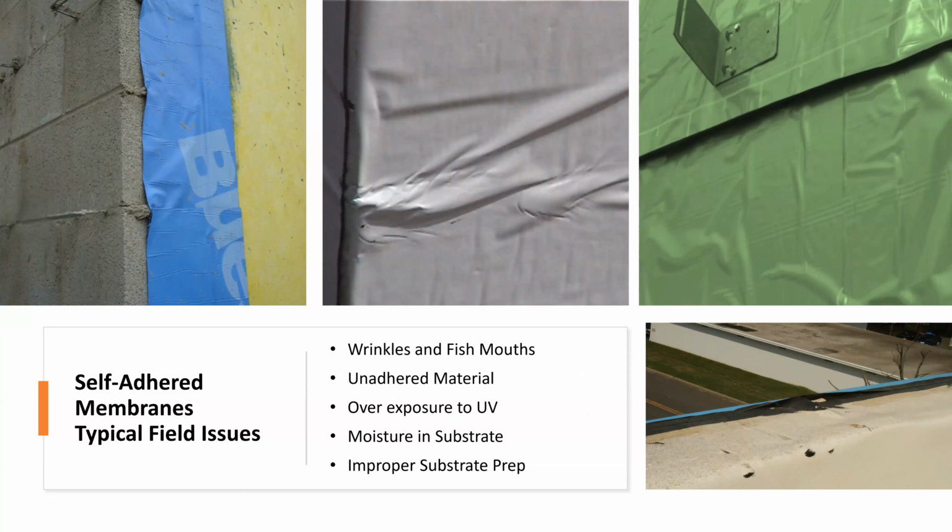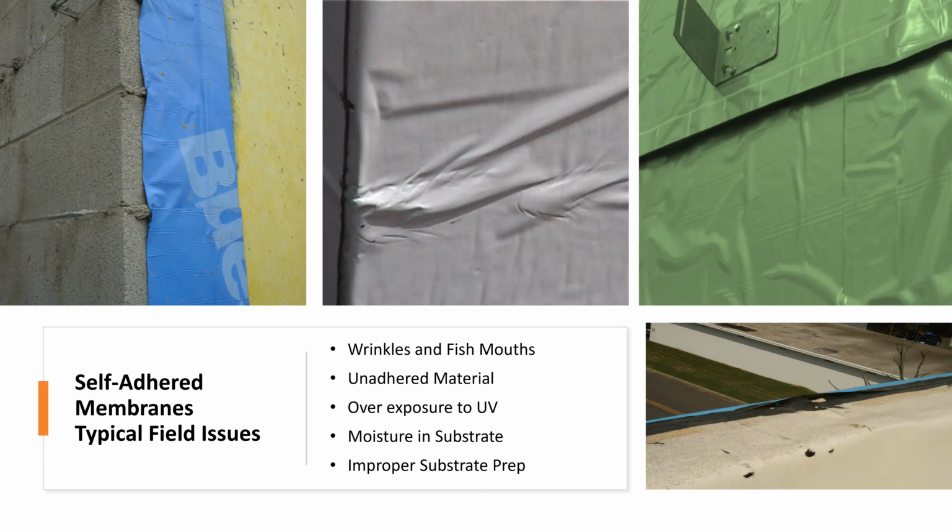But what goes wrong? Well, let's take a look at these different pictures. So we'll have some wrinkles. We might have some what we call fish mouths. We might have some overexposure. We might have some improper substrate. So we can have all these different types of things happening.